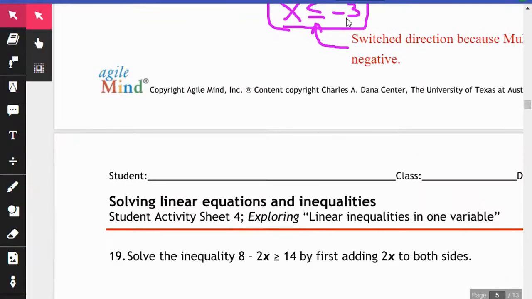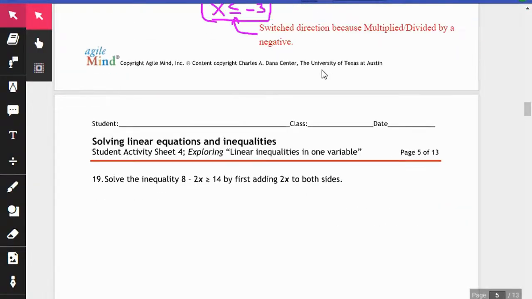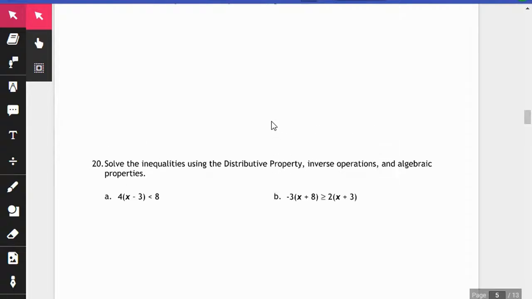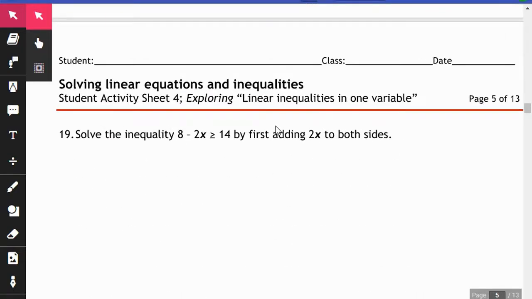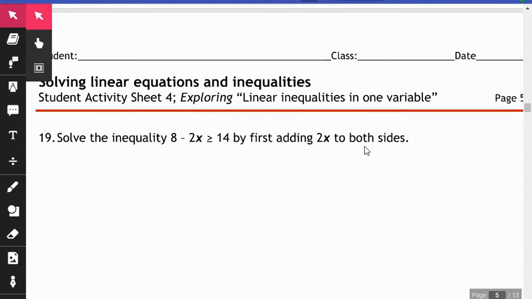Okay, we are continuing. We're at question number 19. And most of these things are going to be solvings now, so I'm going to be going through them. We're going to talk through the steps. They say to start by adding 2 to both sides.